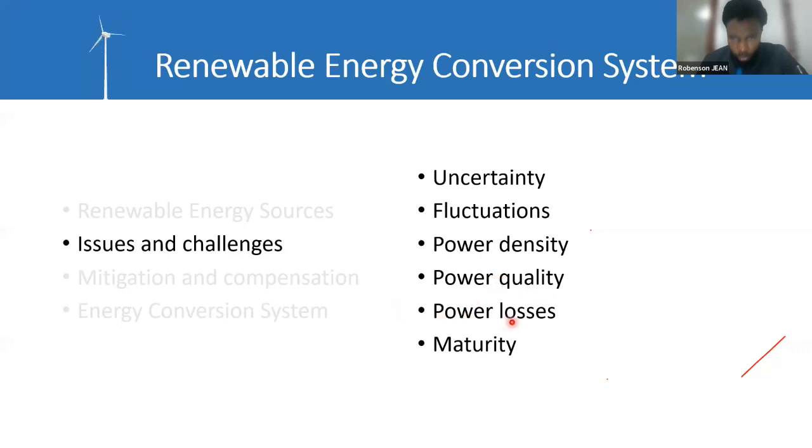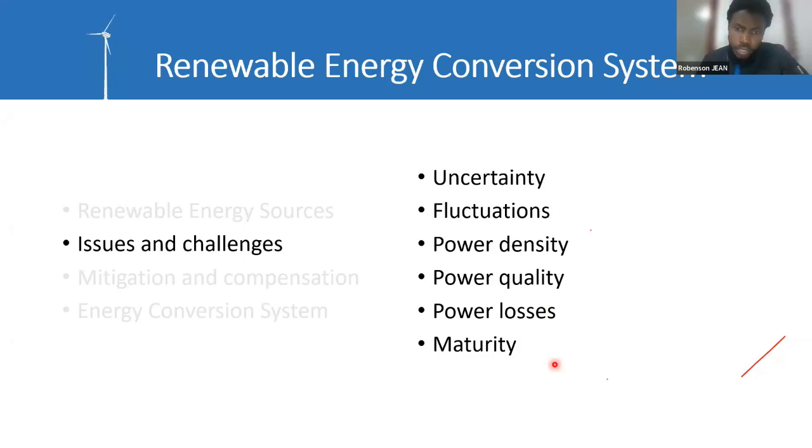Also, there are power losses. The power converters are based on switching systems. So due to the switching system, we are having losses. And also, in the power converter, we are using some passive components like resistors, transistors, and inductances. So we have losses in those components. So due to these losses, we have to bring some mitigation.